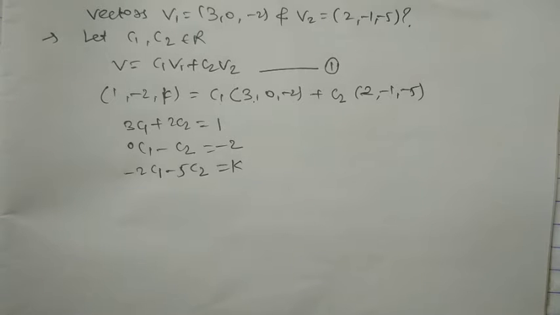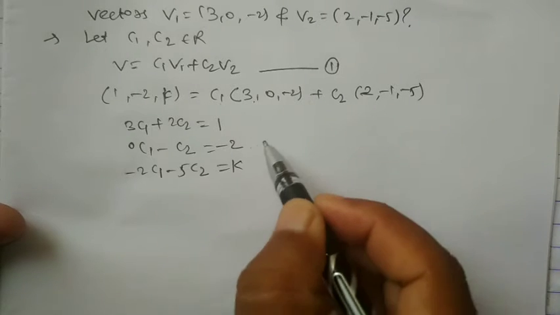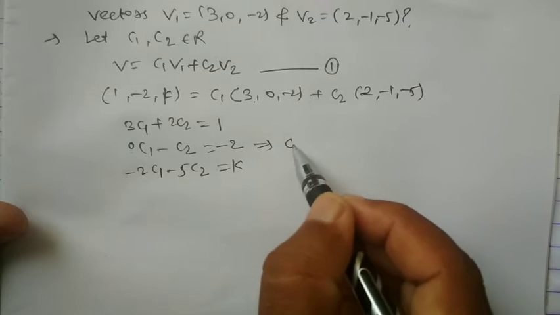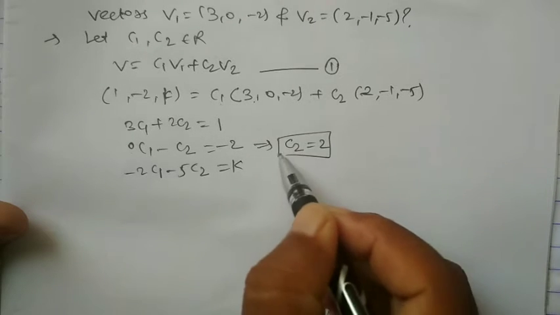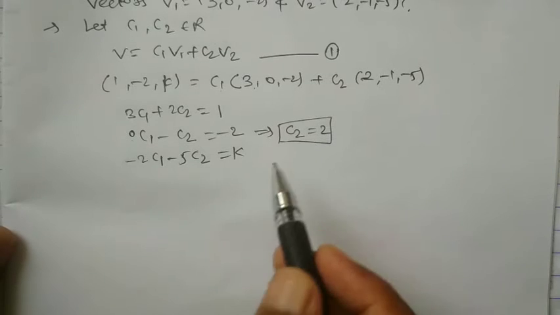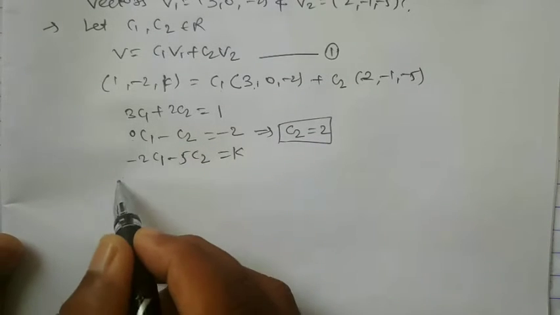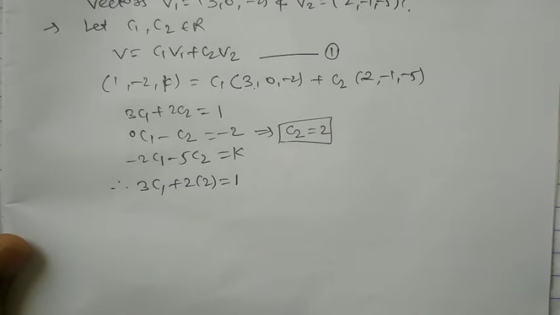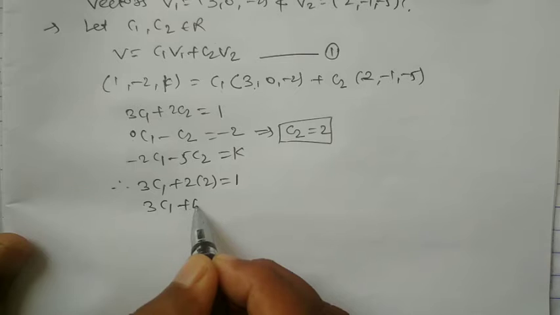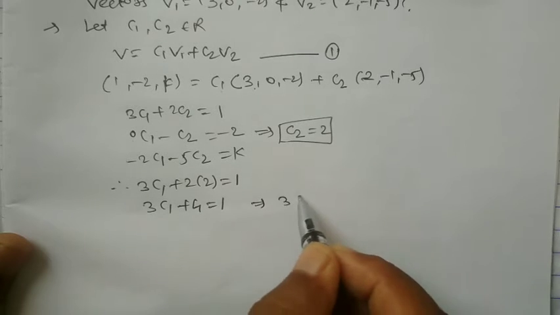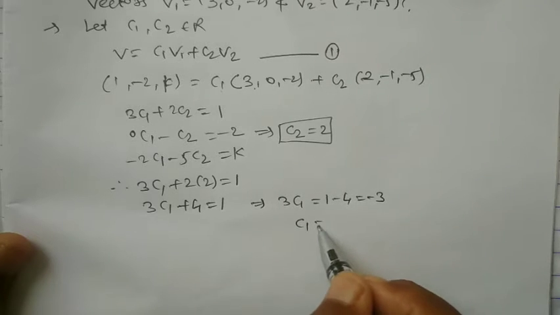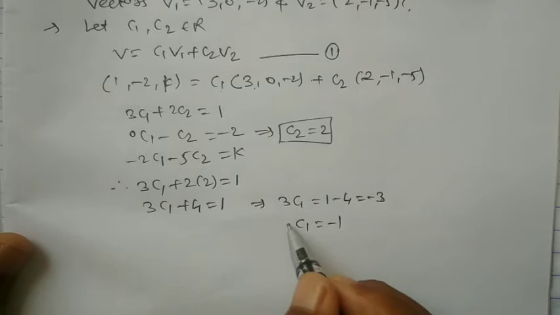To find the value of k, first we find the values of c1 and c2 by using the first two equations. From the second equation we get 0c1 minus c2 is minus 2. This implies c2 is equal to 2. Put in the first equation. So you will get 3c1 plus 2 times c2, c2 is 2, is equal to 1. So this is 3c1 plus 4 is equal to 1. This implies 3c1 is equal to 1 minus 4, it is minus 3. Therefore c1 is equal to minus 3 upon 3, it is minus 1.